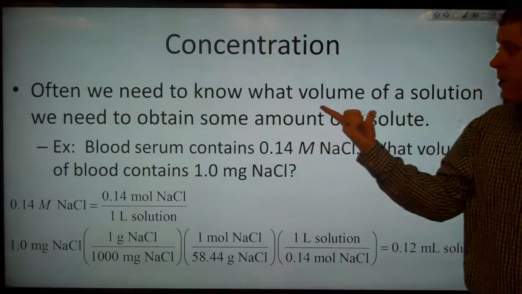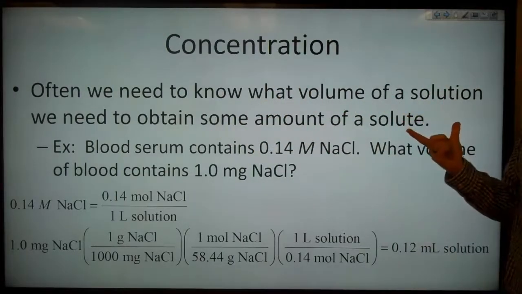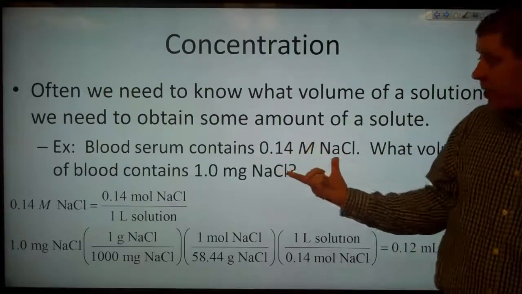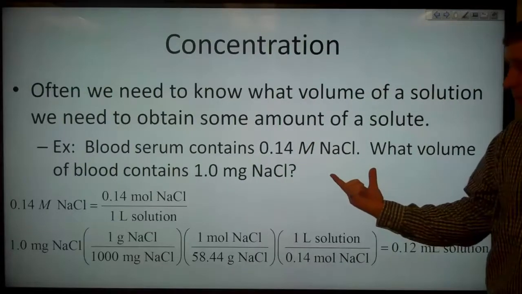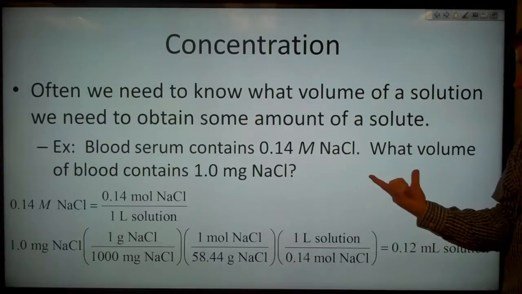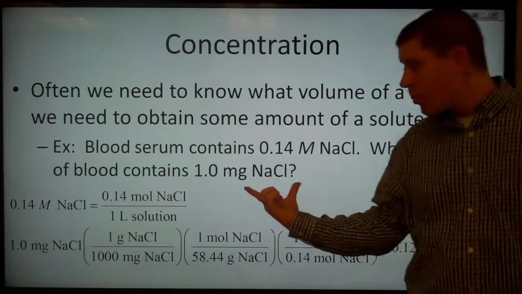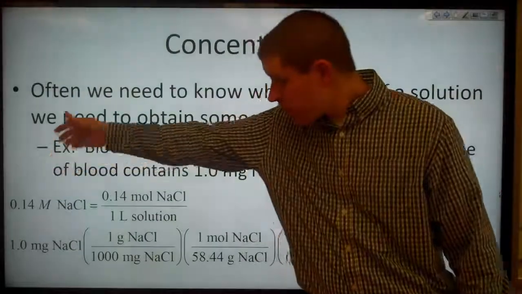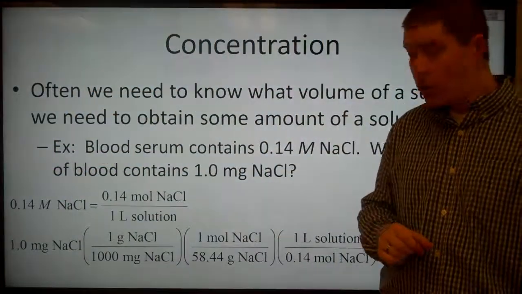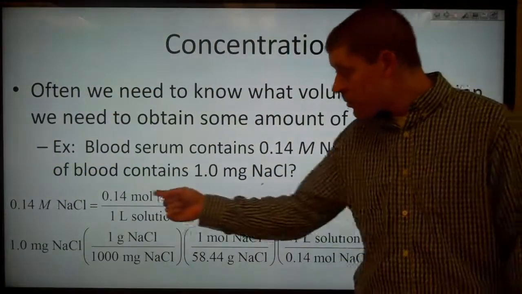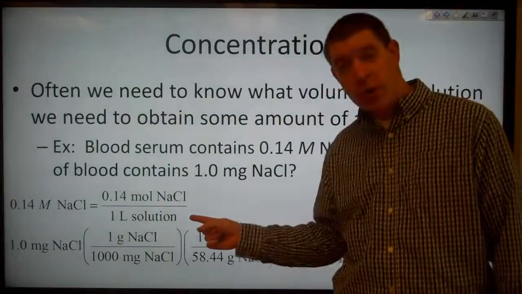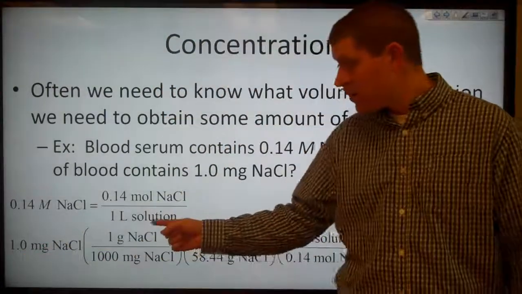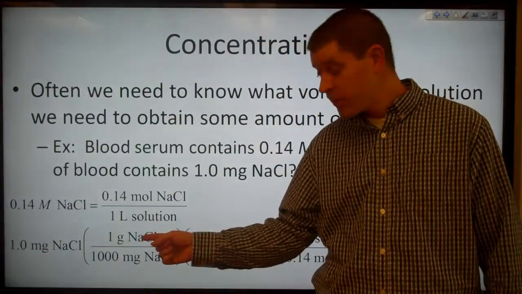So often we need to know what volume of a solution we need to obtain some amount of a solute. For example, blood serum contains 0.14 molar sodium chloride. What volume of blood contains 1.0 milligrams of sodium chloride? Well, we know our concentration, 0.14 molar sodium chloride, which equals 0.14 moles of sodium chloride per liter of solution. And we know that 1.0 milligrams of sodium chloride is what we want.